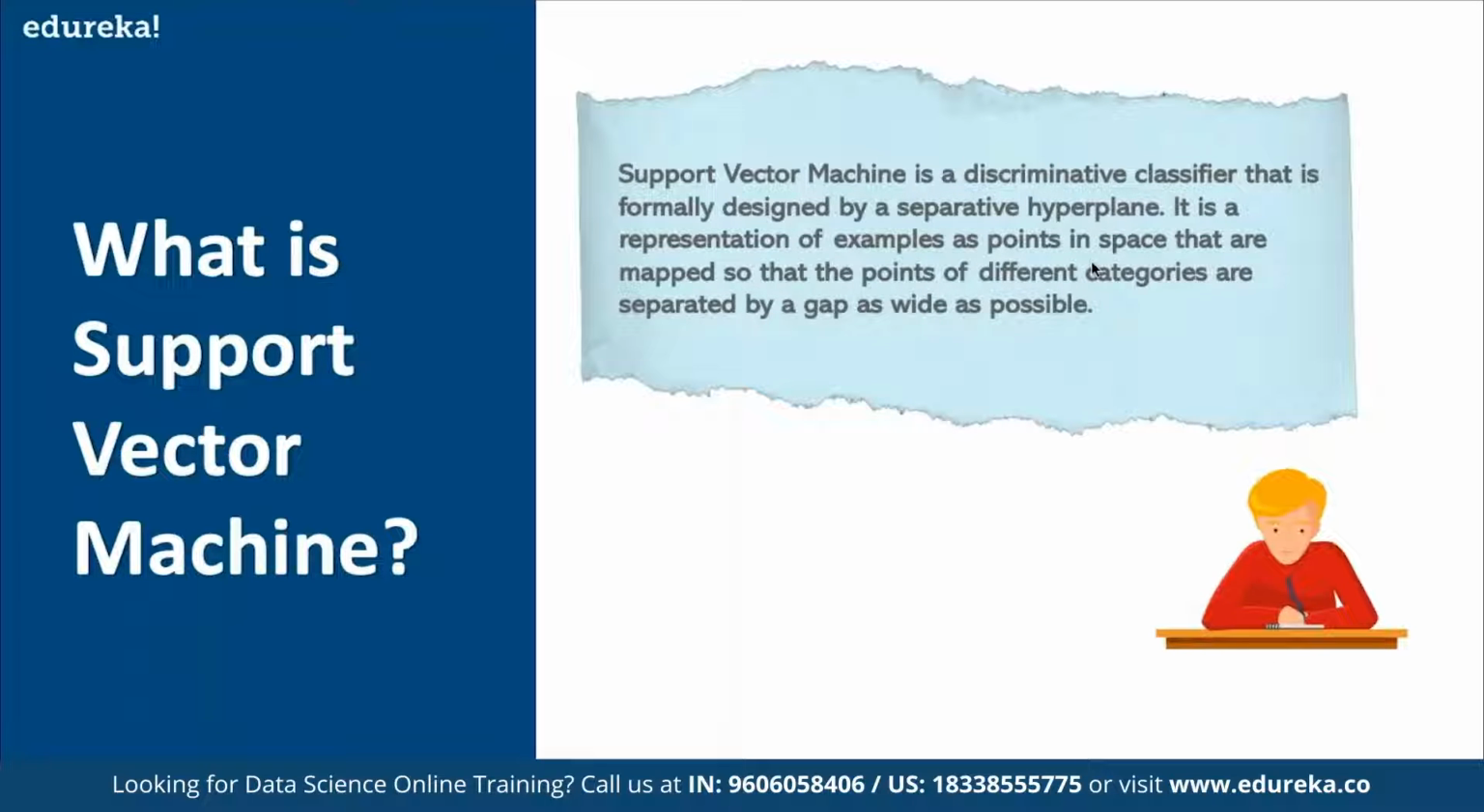Now, as you can see here, it is a discriminative classifier that is formally defined by a separating hyperplane itself. SVM is implemented in a slightly different way than other machine learning algorithms. It is capable of performing classification, regression, and outlier detection as well. Basically, we can have multiple data points that can be mapped so that the points of different categories are separated by a gap. In addition, SVM can also perform non-linear classification.